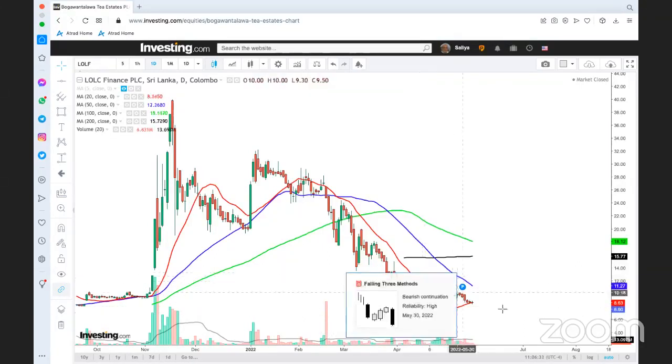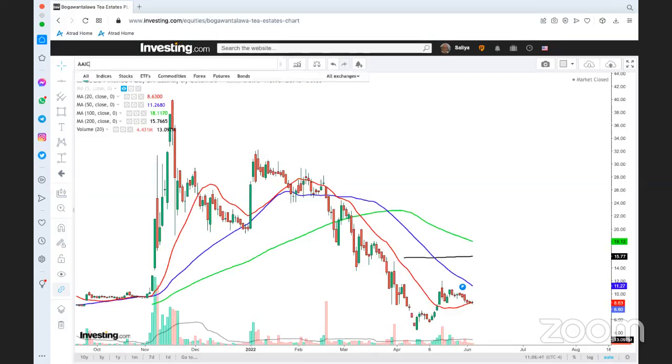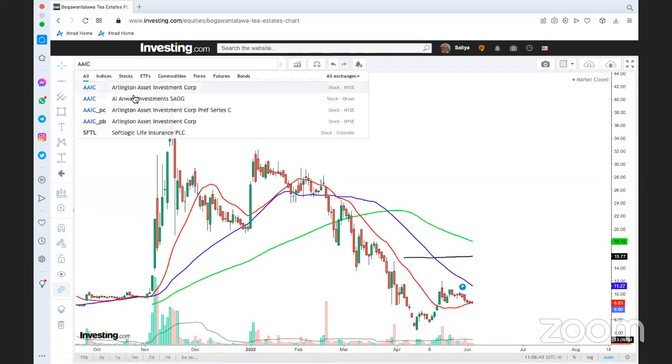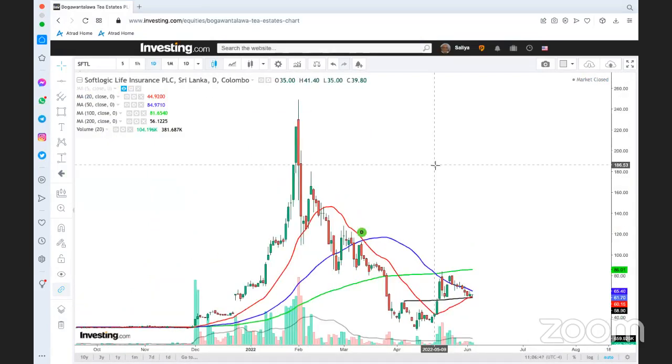Right, so it's in the early stage. As a result of that, the trend is fragile. Then we move on to AAIC. These are the 6 stocks that were moving after that major fall.